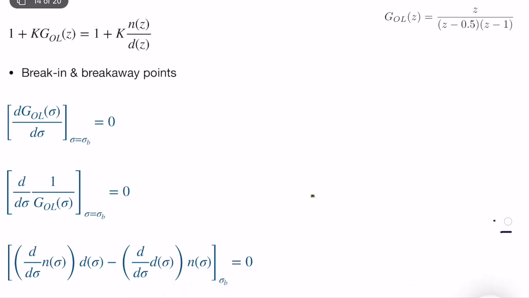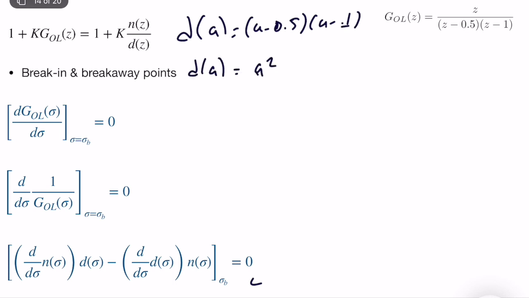Good. So I will use this formula, but using n of sigma is fine. So what is d of sigma? Let's say it is equal to a. Let's simplify it because writing sigma is hard. So d of a is equal to a minus 0.5 times a minus 1. That's good. So d of a is equal to a squared minus 1.5a plus 0.5. I think it's correct. I'll also open MATLAB to compute. This is the a.